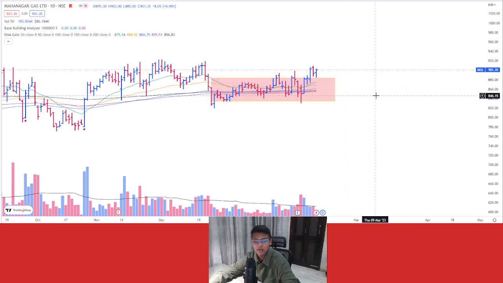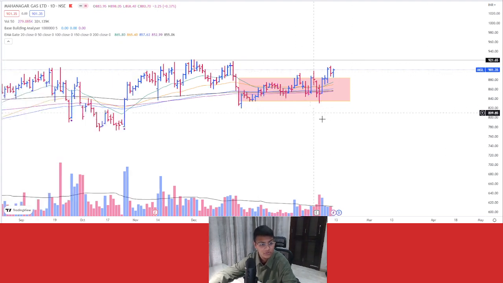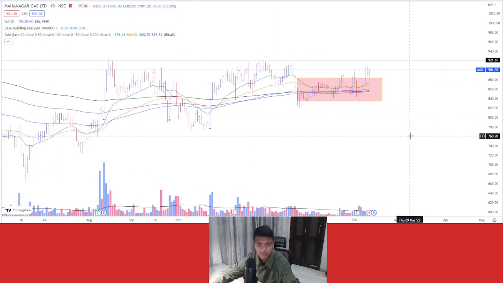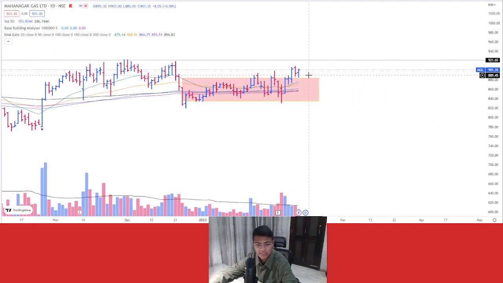Once this broke out on 8th of Feb, I waited. I didn't jump on 8th of Feb. I waited to see if there was a follow through, because there's a hurdle at 924, 925 for this stock, which, if you see, is quite a strong resistance the stock faces. So I waited to see if there's a follow through.